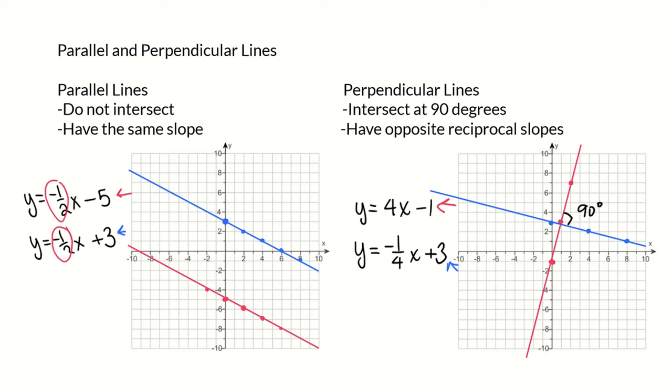And the thing from the equation that makes them perpendicular is their slopes. These are negative reciprocals because the first slope is 4/1. The second slope is -1/4, which is flipped as a reciprocal, and then the sign is changed to negative.